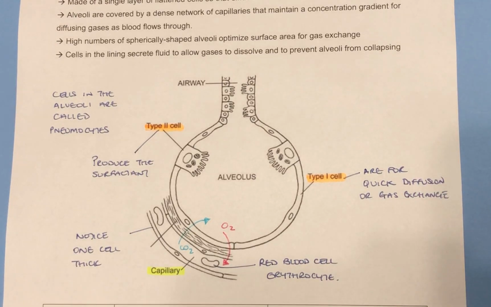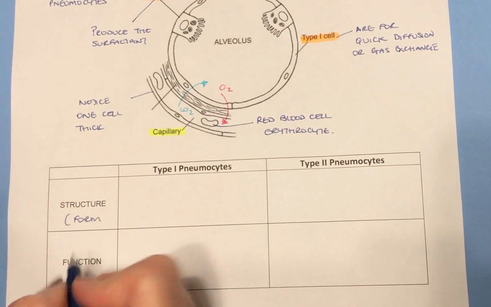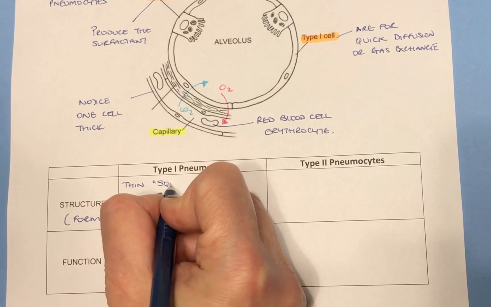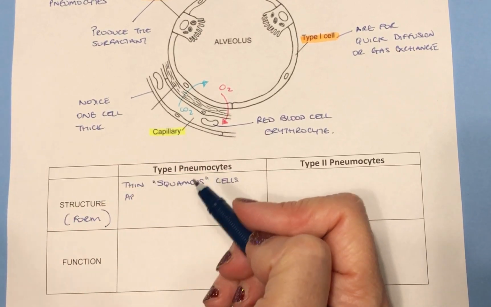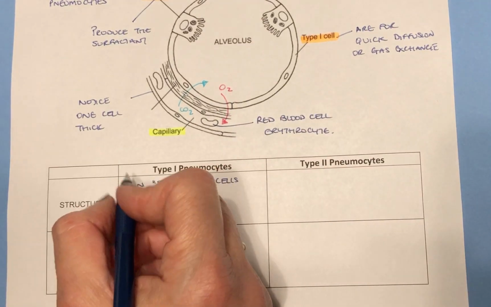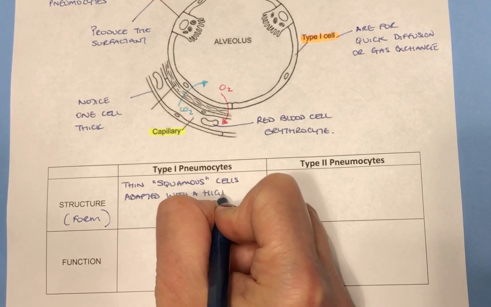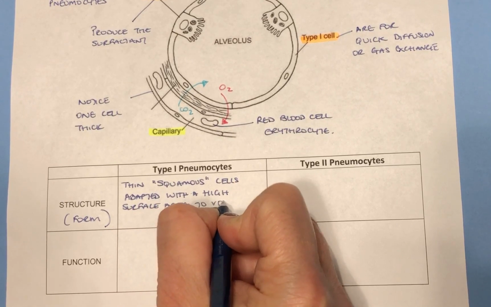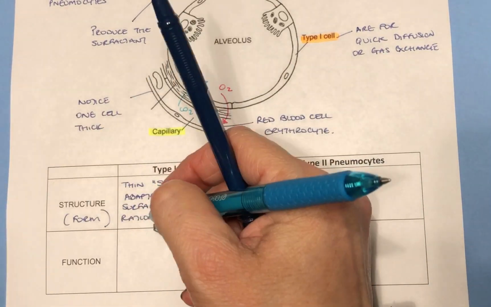Right, let's write a few little notes at the bottom just so we remember. Remember, IB loves form and function. So the form, or structure: these are thin. We call them squamous cells. They're adapted with a high surface area to volume ratio. In other words, they're long and thin, adapted with a high surface area to volume ratio.